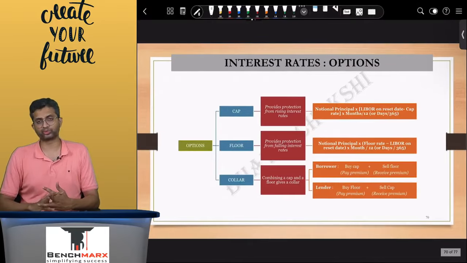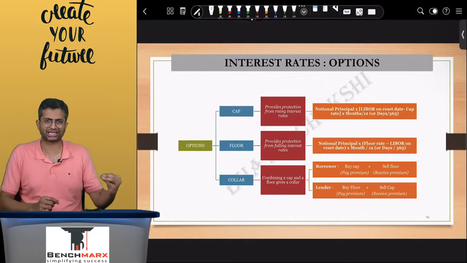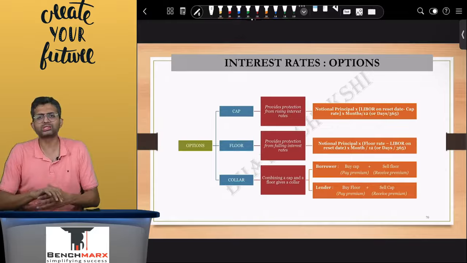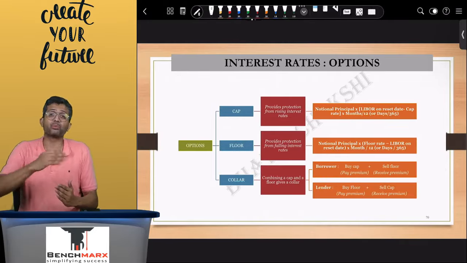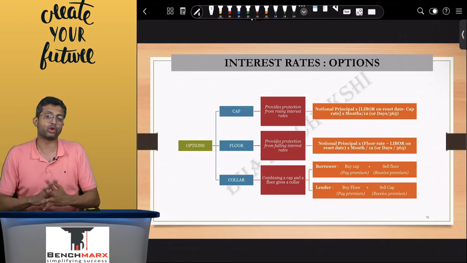Next we go to interest rate options. Now within interest rate options there are two main products. There is interest rate cap, there is interest rate floor. As the name goes, cap is the maximum rate of interest, floor is the minimum rate of interest. A cap is typically taken by a borrower to protect from rising interest rates. A floor is typically taken by a lender to protect from falling interest rates.